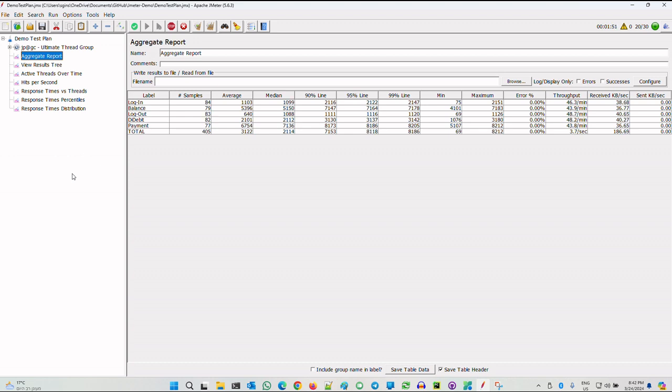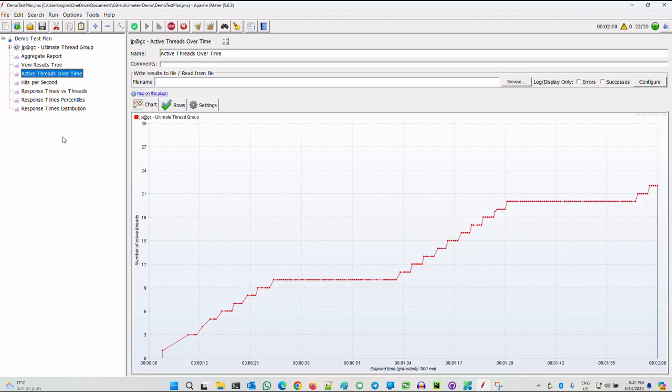On the aggregate report screen, you'll find a collection of statistics gathered during the test. These statistics run concurrently with the actual load test. Each label represents a specific transaction or action that the bots perform in every iteration. During each run, the bots perform tasks such as logging in, checking balances, initiating direct debit orders, making payments, and then logging out. The samples column displays the total number of times each transaction occurred.